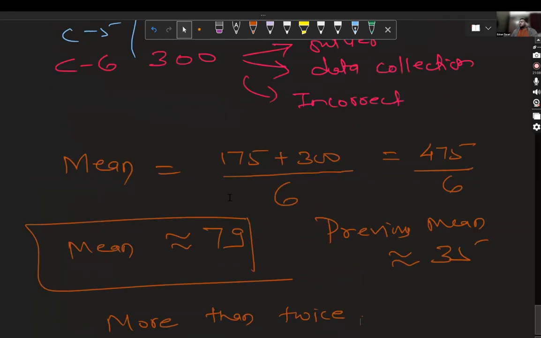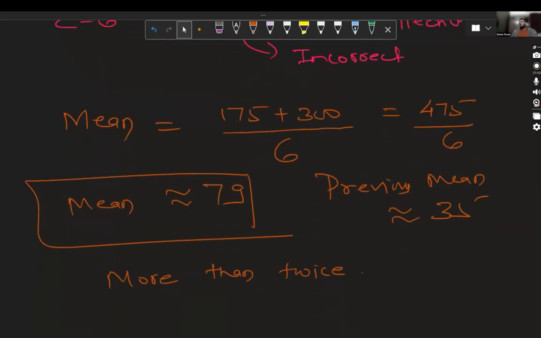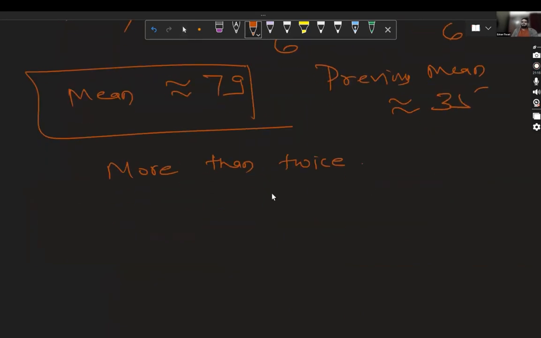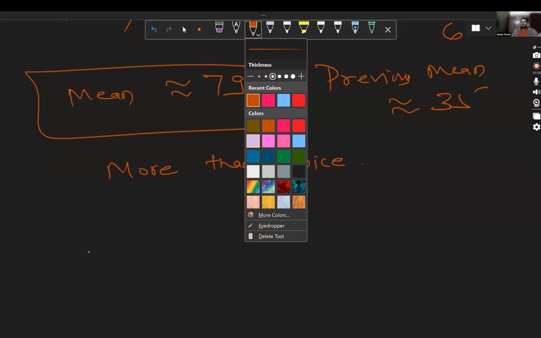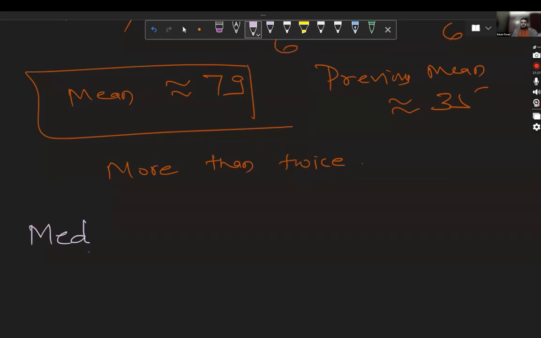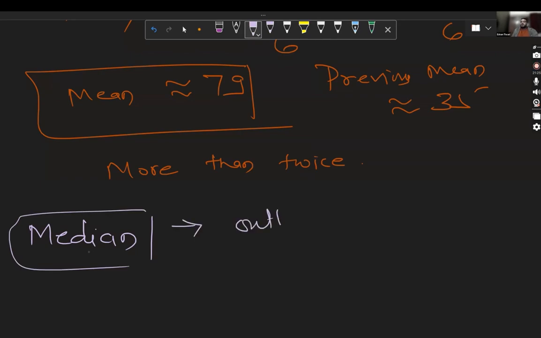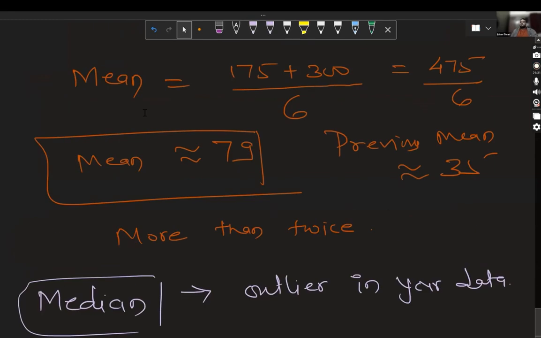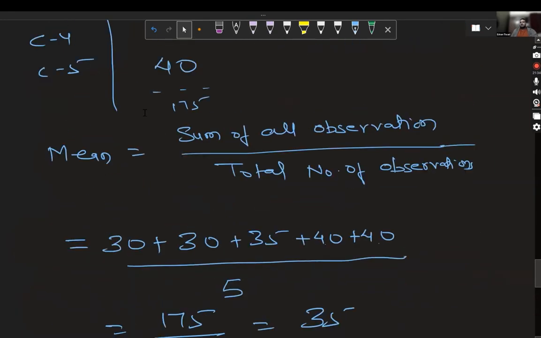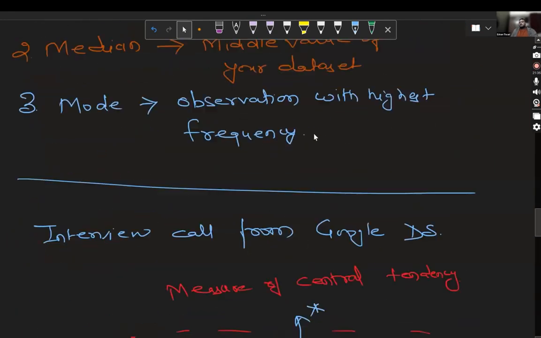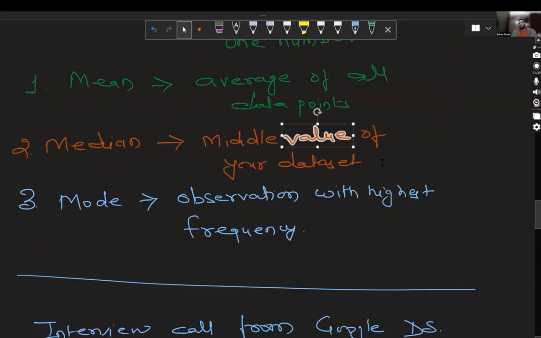So what kind of technique do we use when we get this kind of outlier data? When you get outlier data, we use a technique called median. We use median when you have an outlier in your data. So let's go back. What did we learn about median? Here I have written: the middle value of your data set.